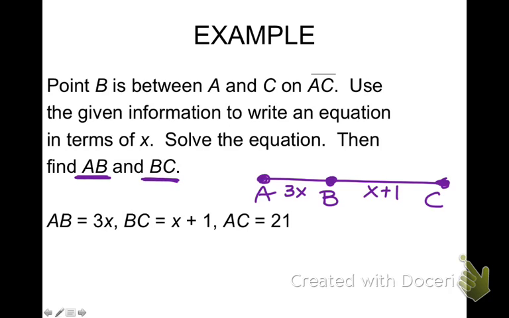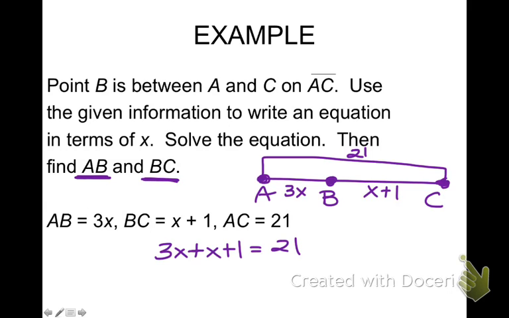And it's telling me that the whole is 21. So who thinks they can tell me what my equation is going to look like? Go for it, Kaylee. Perfect. 3x plus x plus 1 equals 21. Go ahead and solve it. See if we all get the same thing for x.